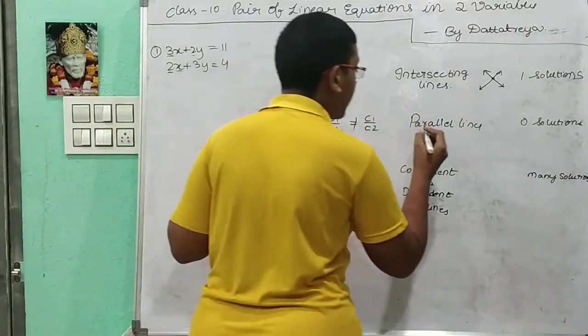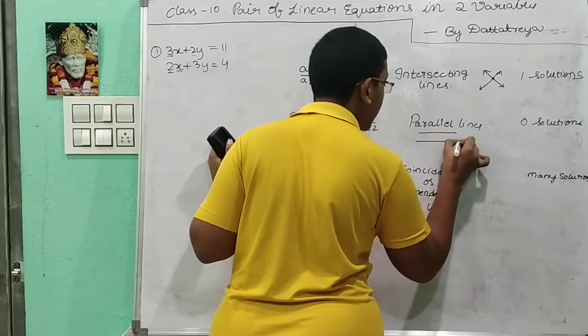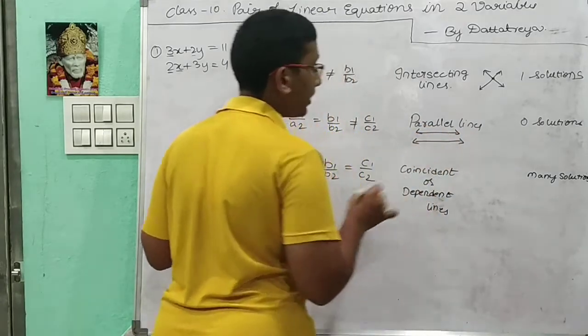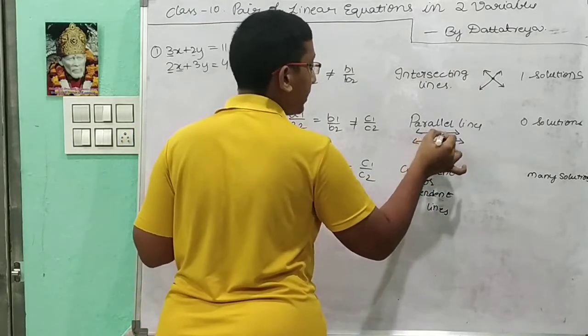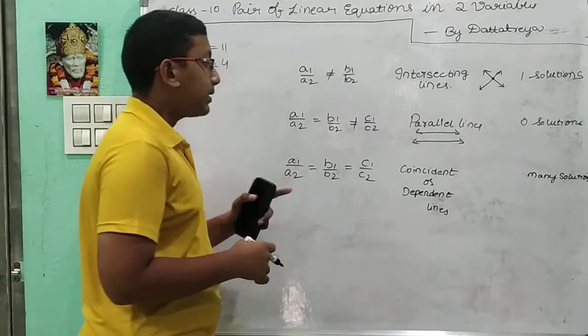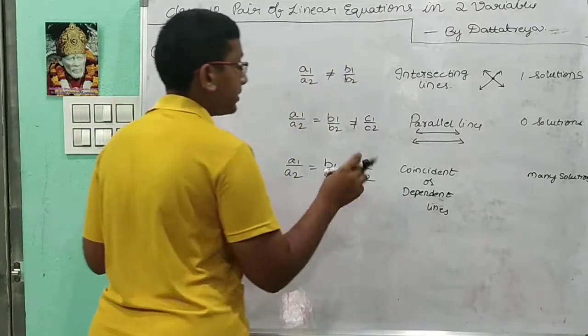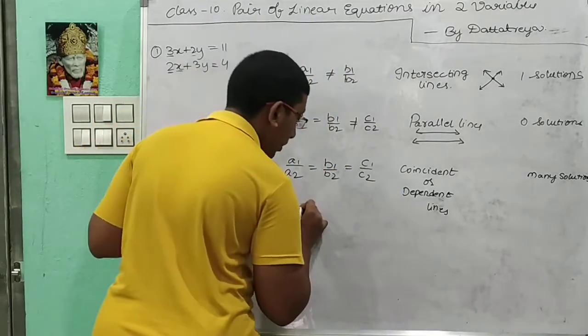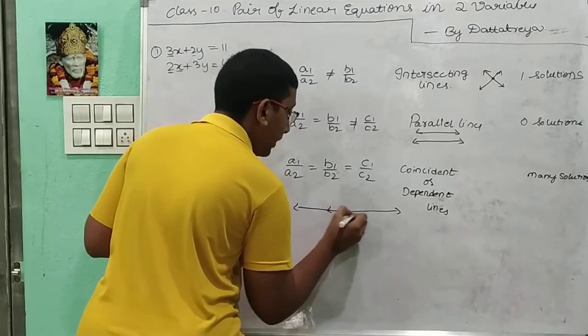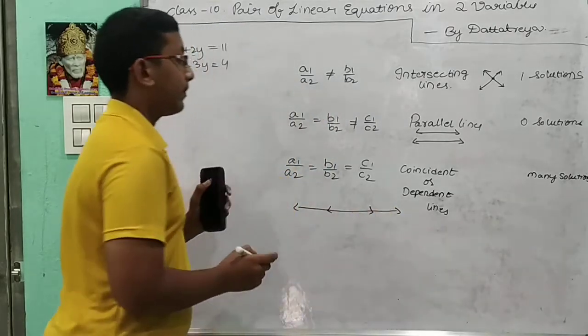And parallel lines are nothing but lines that will be parallel to the earth. So they won't meet each other anywhere. And coincident or dependent lines are nothing but lines lying on the same line, like this, with another line lying on it.